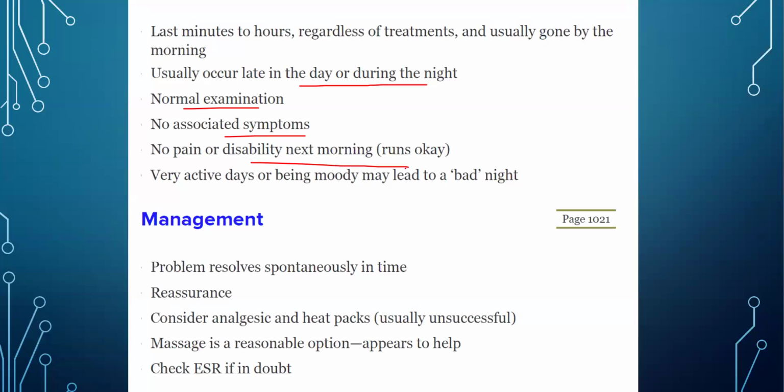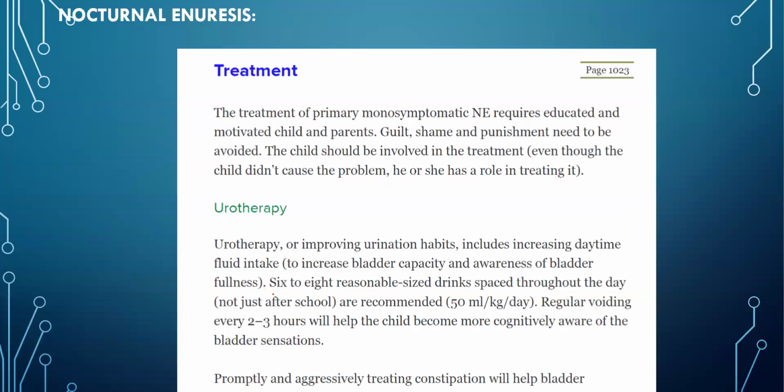Management: you just need to reassure the parents that it is growing pain and it will get better. Sometimes you can offer them some painkiller like paracetamol, that's it. And if the parents are doubtful and want to know more, then yes, you can do an ESR to rule out the possibility of any inflammatory arthritis. But it is not a must. Okay, so if you can reassure them and explain it, most of the parents will agree.